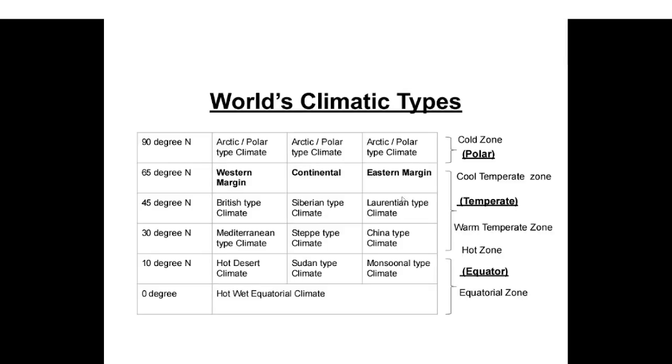So today we are going to discuss part 4 of World Geography for UPSC IAS Prelims examination: World Climates, the world's climatic types. There are different types of climatic conditions pertaining to the region where it is located, that is, to which latitudinal level of the world. 90-degree north is the Arctic or polar type of climate. It is the cold zone, polar.